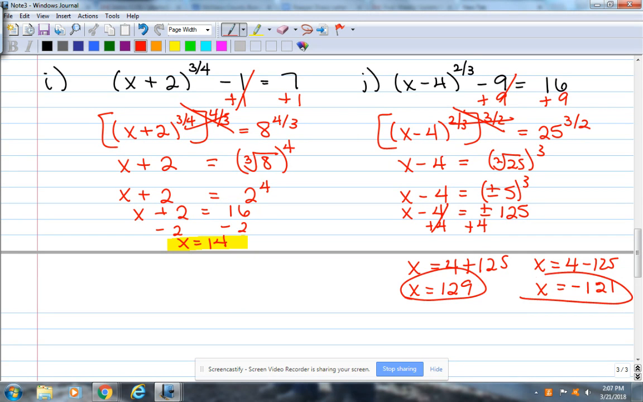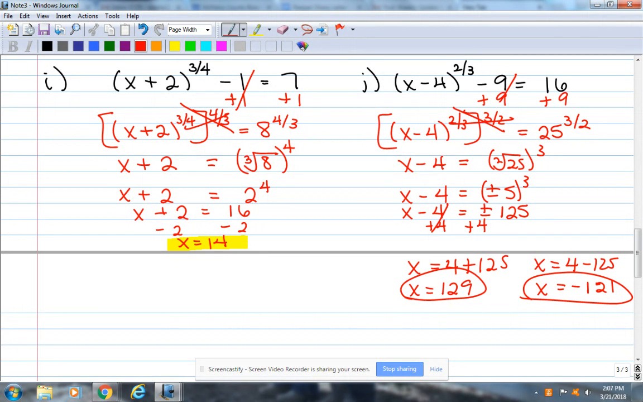So you're going to have 2 answers if this root right here is an even root. So if you're taking a square root or a fourth root or a sixth root or an eighth root or a 10th root, etc.